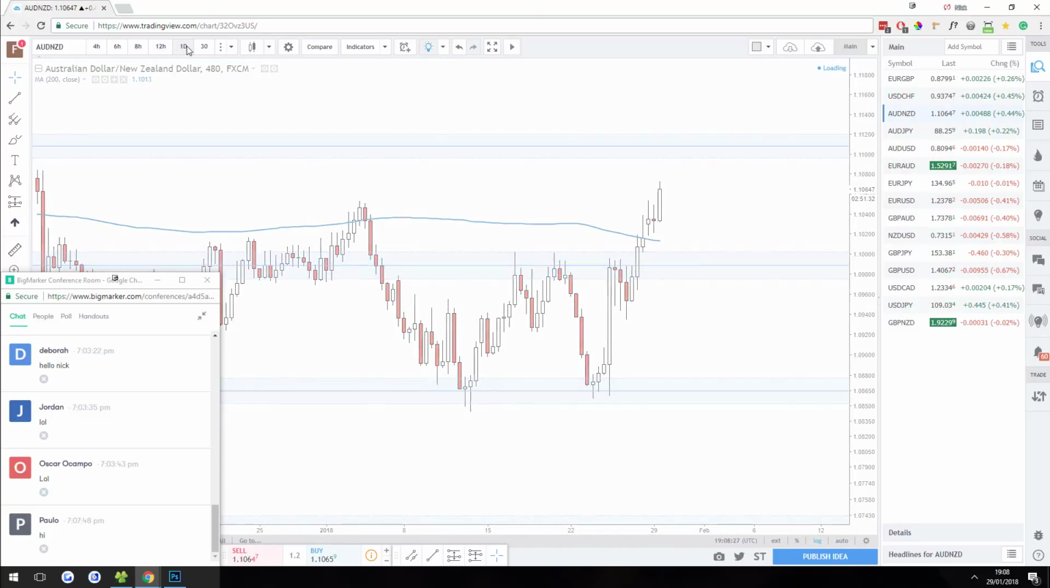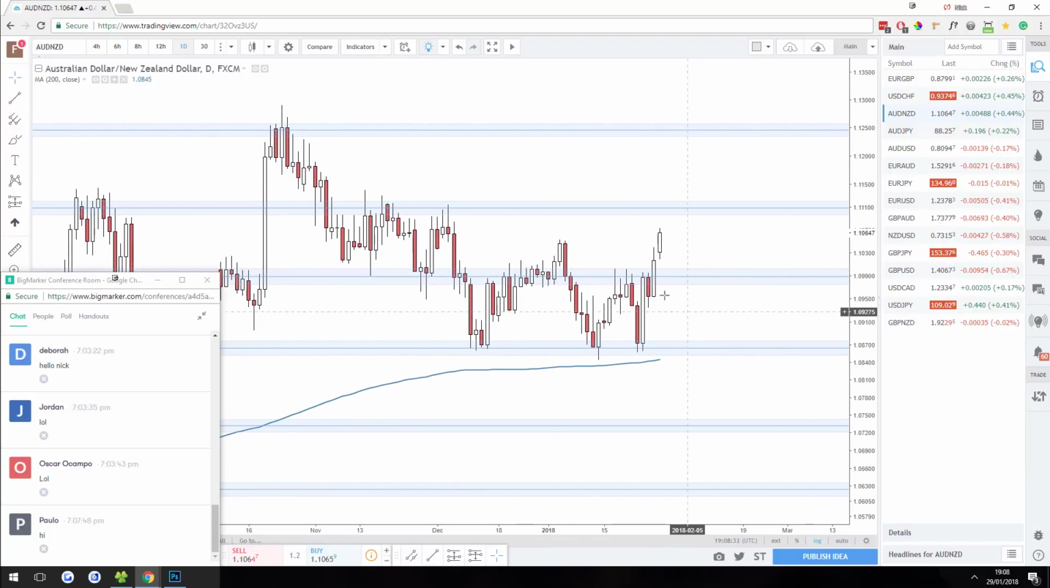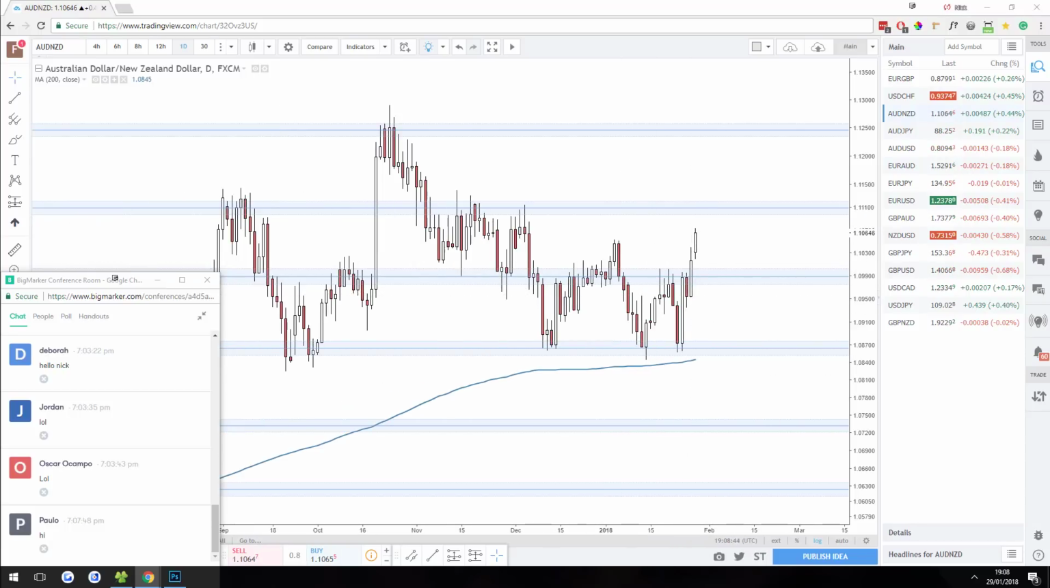Alrighty. AUD New Zealand. Not a big fan of this pair. Just a bit messy. I don't really like those New Zealand crosses in general. But this has been overall a pretty decent long trade for those who took it. This one here, pretty nice bullish trade for those who took it.